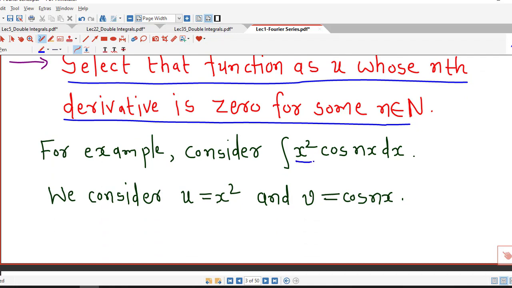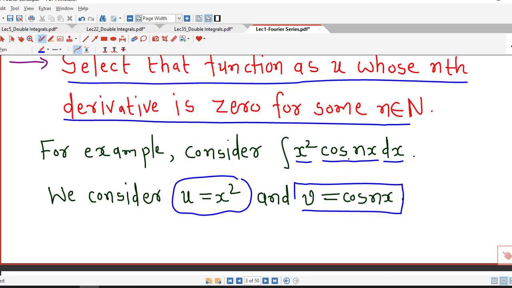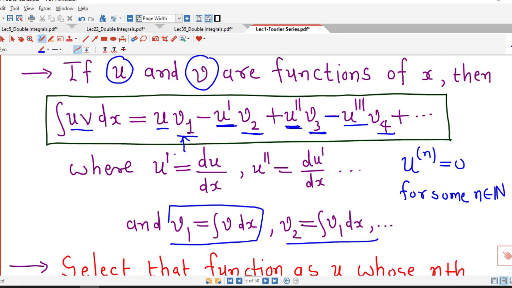Suppose we consider this integral x square cos nx dx. So here we will consider u equal to x square because third derivative of u will be 0, and we will take v equal to cos nx. Suppose we consider u equal to cos nx, then derivative of u will never become 0 and this process will never stop. Here we are considering derivative of first function and integral of second function, and we are continuing in this direction.